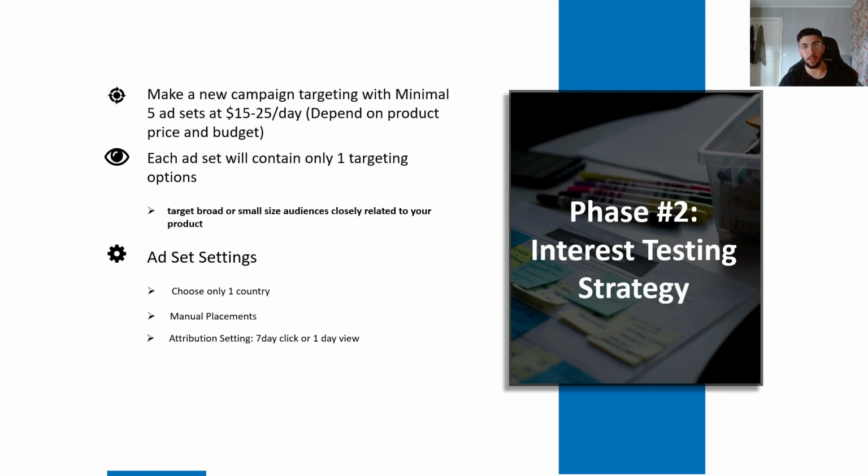If you're selling a product for $60, you need to spend at least $25 a day in order to see a little bit of good results, a little bit of data. Otherwise you can run it at $50 a day, but you have to wait more.